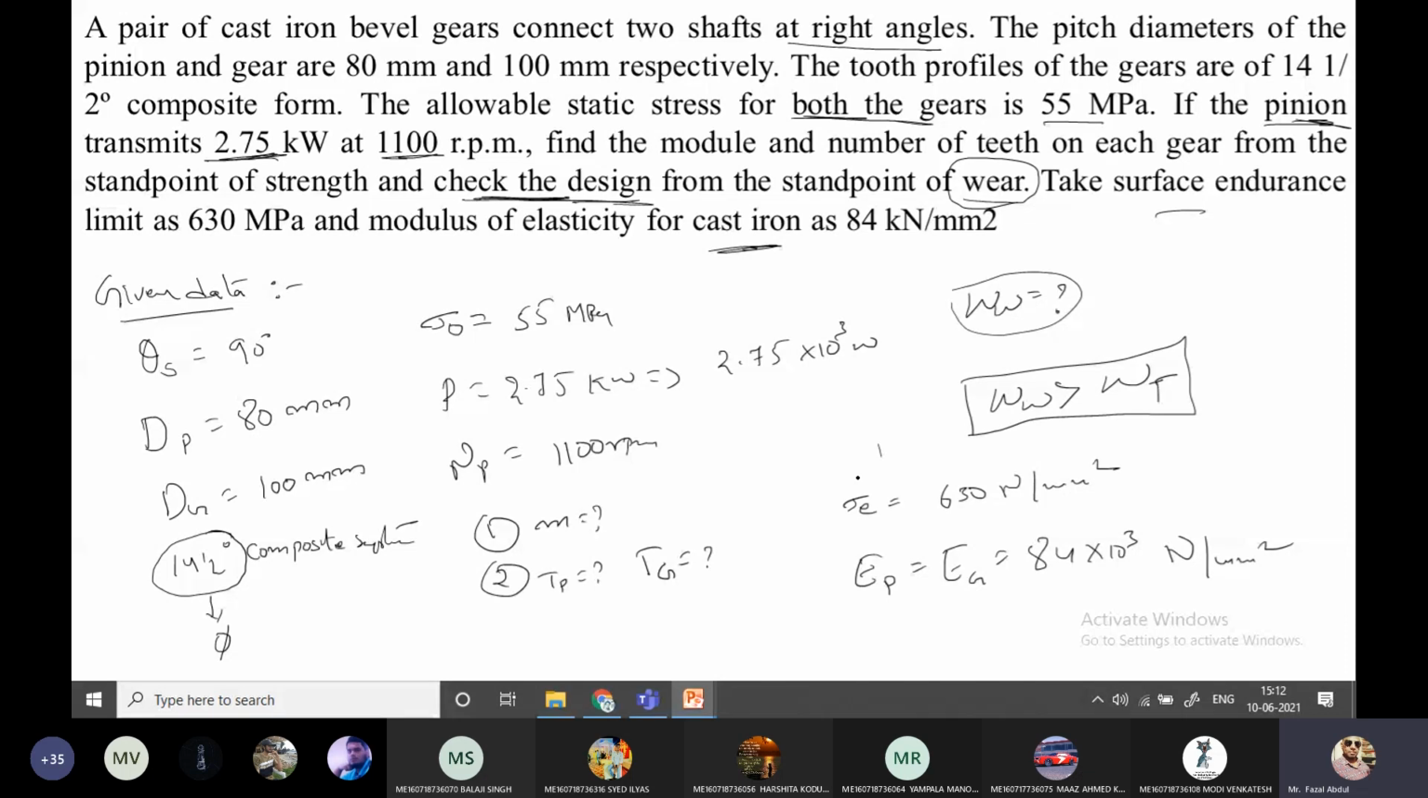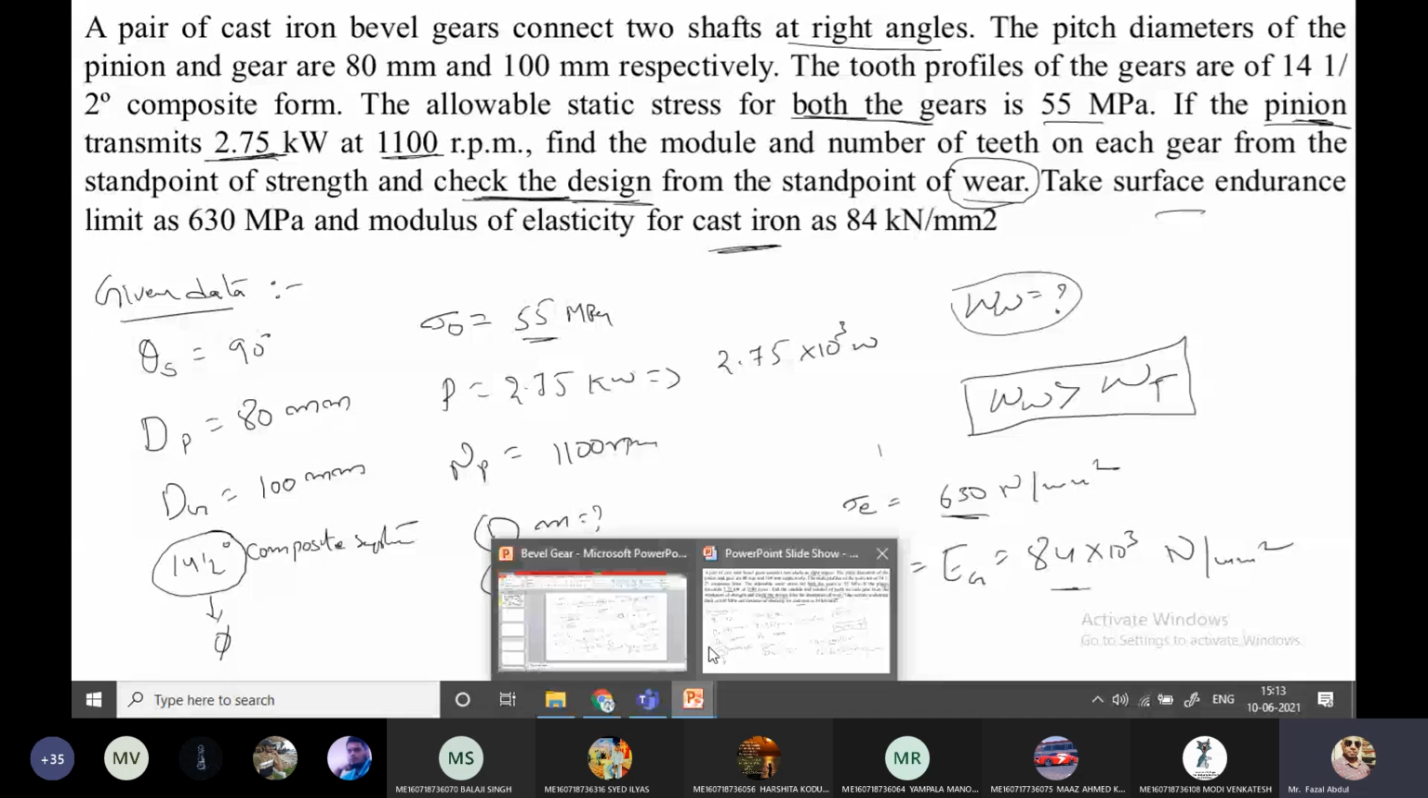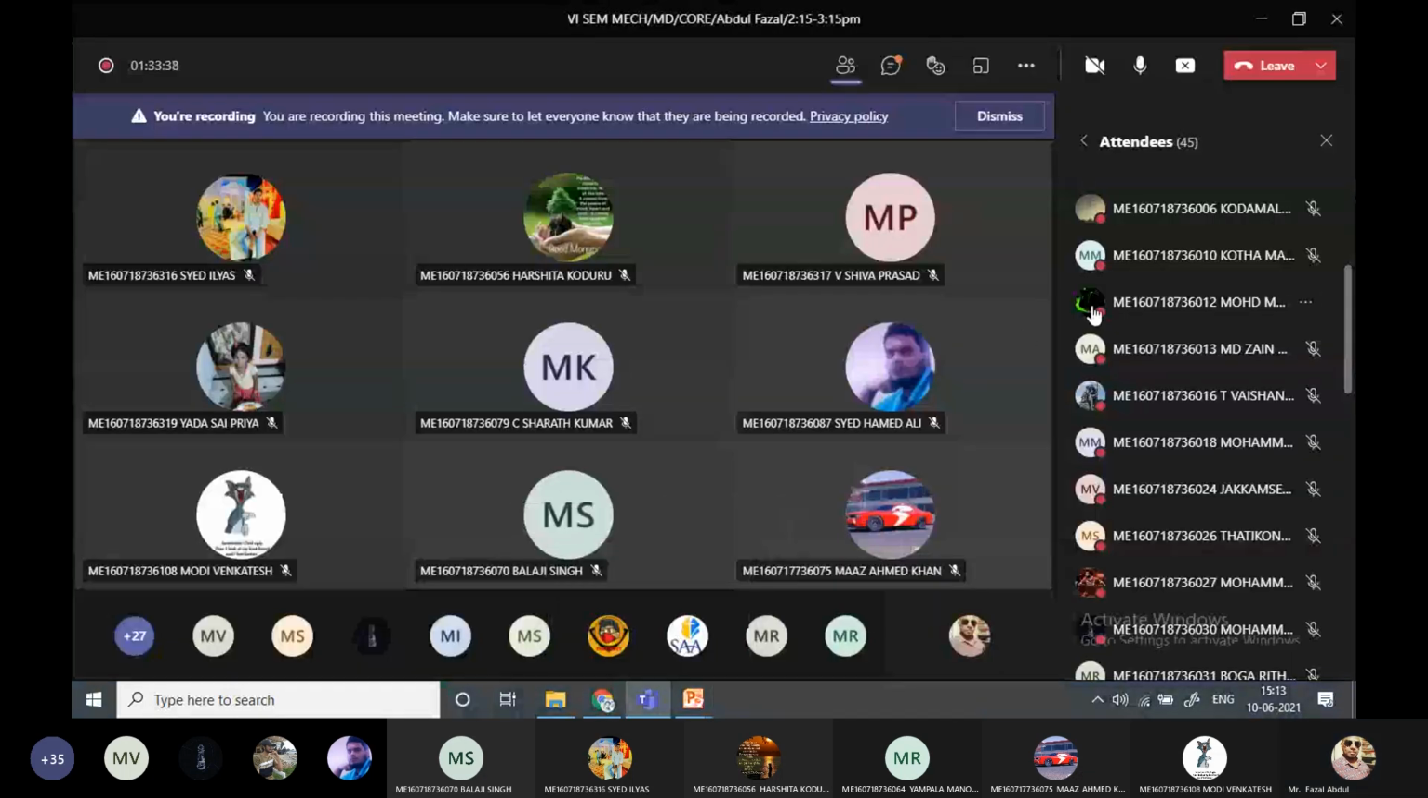Being mechanical engineers, you have to perfect all of this, whatever the gear topics are: bevel, helical, spur gear, whatever the terminology, equations, empirical relations, and standard values like 630 megapascal and 84. You have to remember all these values. Tell me the procedure, Babu, to get the module. This is the end of the unit; with this one question we end the second unit, and from tomorrow we start the third unit.